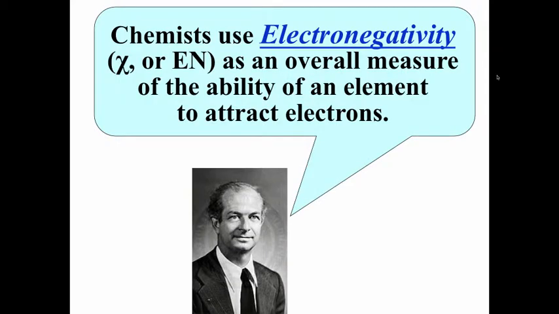Chemists use an idea called electronegativity, which is abbreviated EN and sometimes symbolized by the Greek letter. It looks like an X, but it's chi. And this is an overall measure of how much an element wants to attract electrons. So it's a measure of the ability of an element to attract electrons. This idea is due to the famous American chemist Linus Pauling, who won a Nobel Prize for chemistry and also won a Nobel Peace Prize during his career.